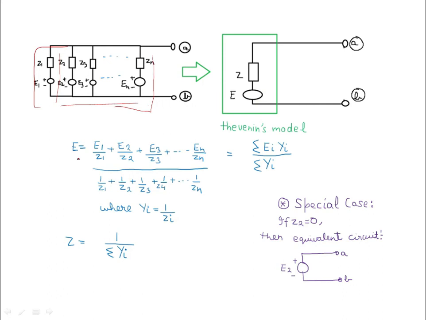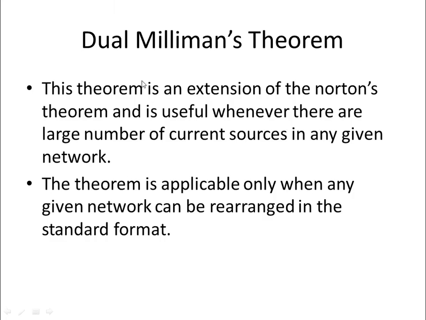Then the value of E is E1 upon Z1 plus E2 upon Z2 and so on, divided by 1 upon Z1 plus 1 upon Z2. And in summation form you can write this, and Z is 1 upon summation of Yi. Y is what? 1 upon Zi, means Y is admittance. There is this special case, if one of the impedance is 0, I've considered here Z2 is 0, then the equivalent circuit of this whole model would become this. So now this will help you in solving questions, but again this is used very rare, but you should know it. Now dual Millman theorem.